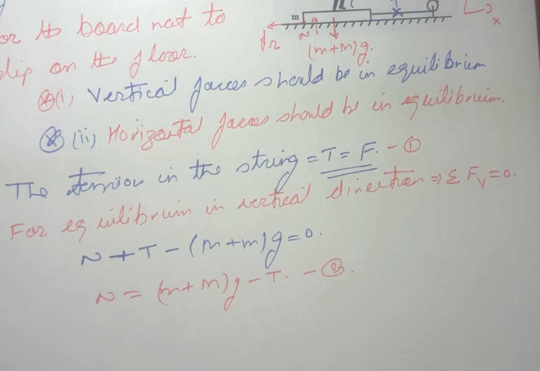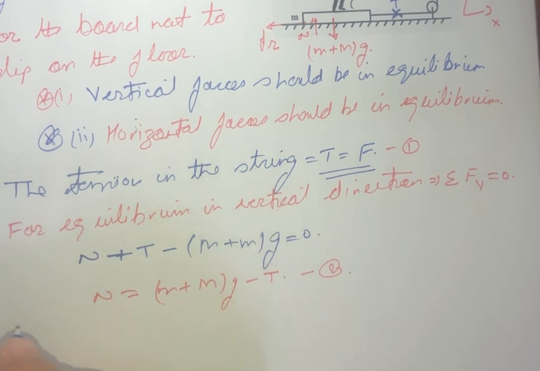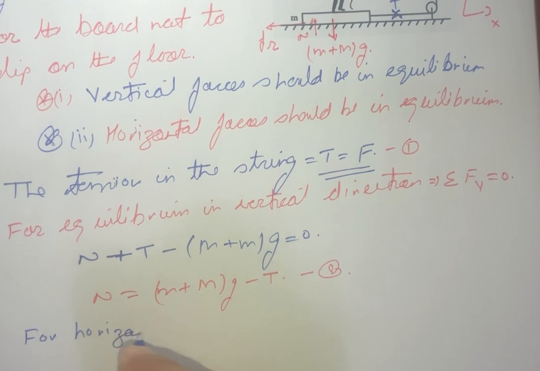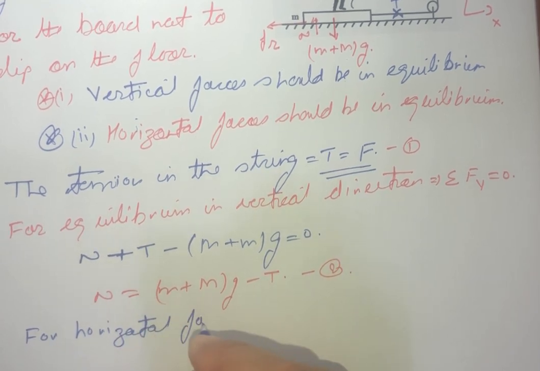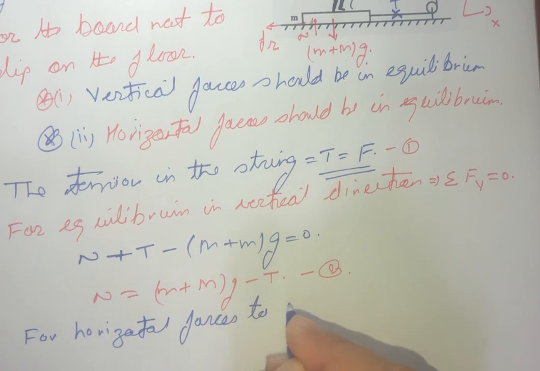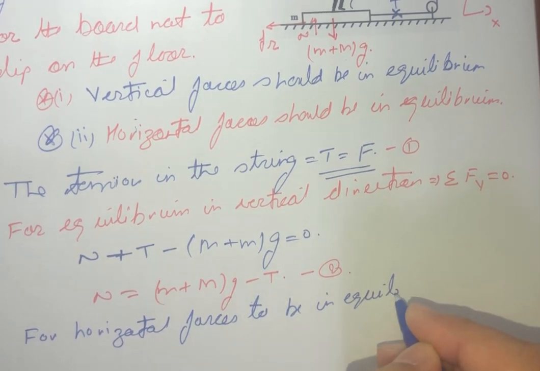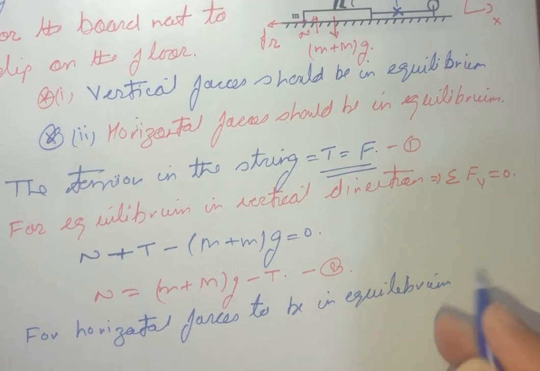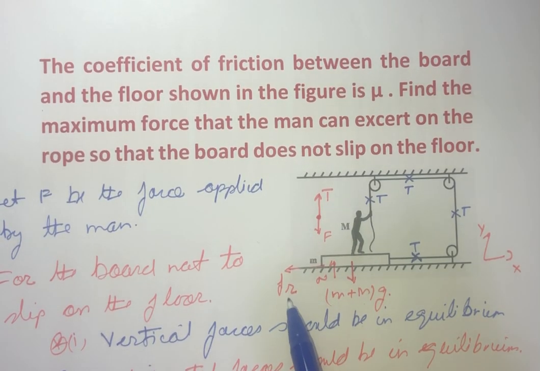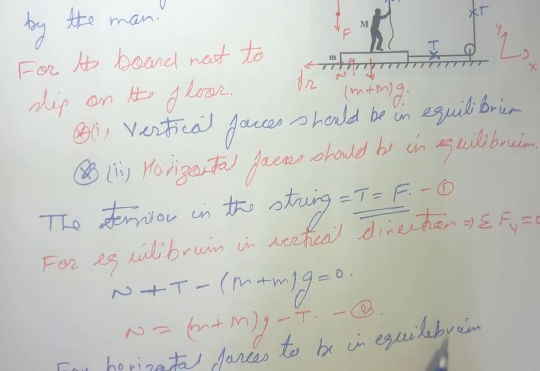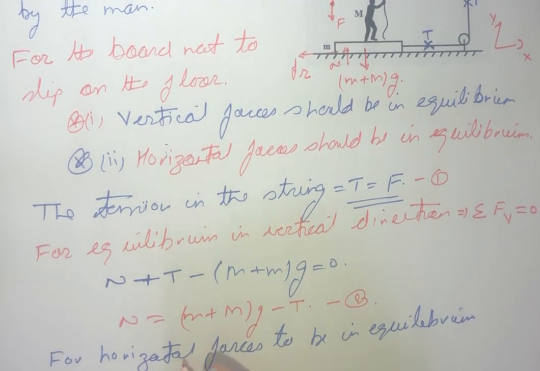Now the horizontal forces should also be in equilibrium. For horizontal forces to be in equilibrium, there are only two forces in the horizontal direction. One is the tension T and another one is the friction force. So you can say that Fr will be equal to T.